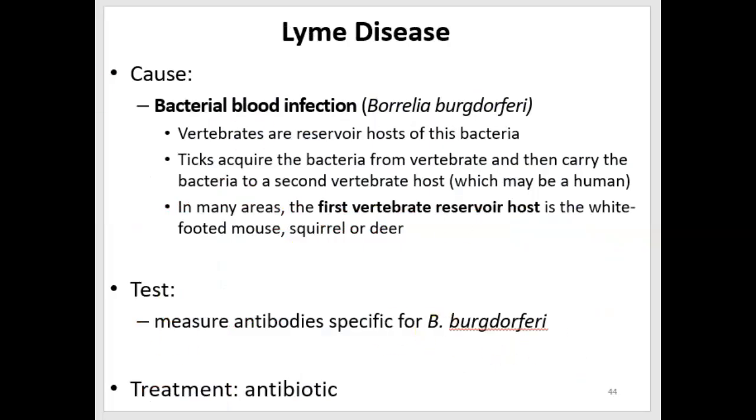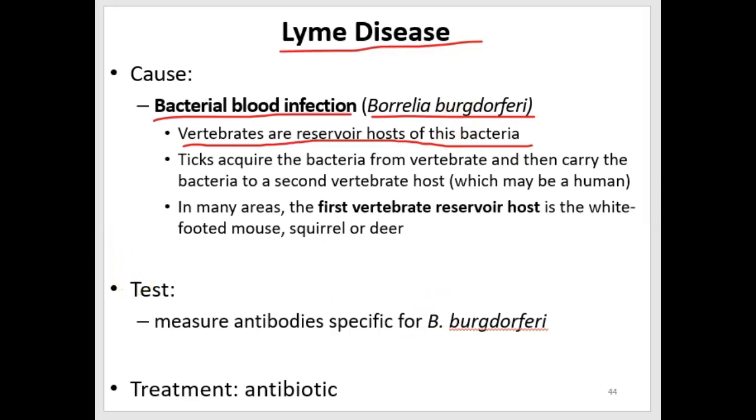The last form of arthritis is Lyme disease, and this is due to a bacterial infection in the blood. The bacteria is Borrelia burgdorferi, and all vertebrates can host this bacteria. But the way that transmission typically happens is that there's a vertebrate that's not terribly affected by the presence of this bacteria. So the vertebrate serves as a host or a reservoir of the bacteria. They're probably not harmed by it.